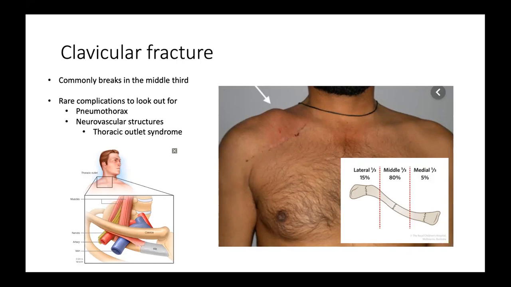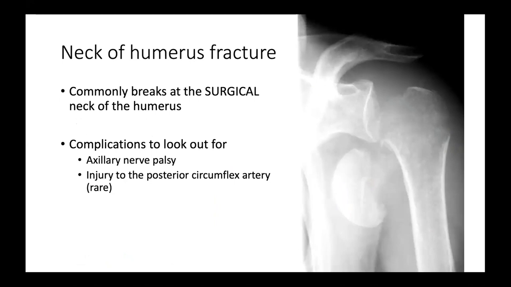Okay, this is a neck of humerus fracture. Now there's 2 types. There's surgical, which is around here, and then there's the anatomical. And this one's quite cool because it has both. So you've got a surgical fracture here, neck of humerus, okay? And then you've also got the head, the anatomical neck. So that's a pretty severe NOH fracture. So complications that you want to look out for is axillary nerve palsy.